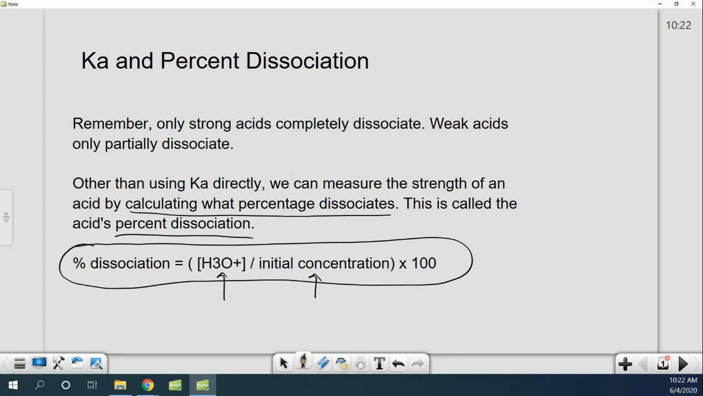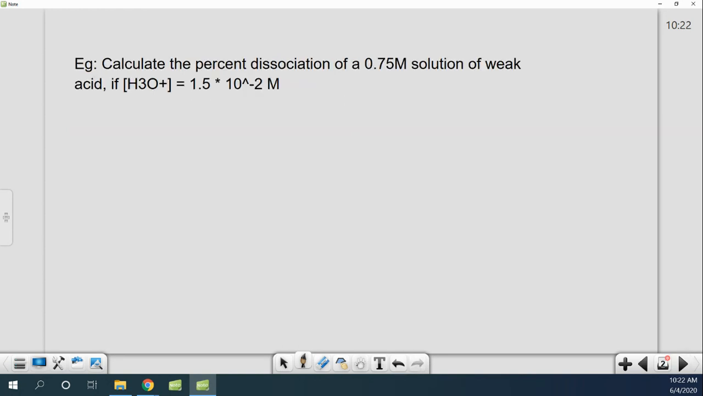And so they'll say, yeah, you have a 0.25 molar solution of this. That's your initial concentration. So you just divide that. And then whatever the answer is, times it by 100 to turn it into a percent, because that'll give you a decimal answer. So let's look at it. Make more sense if you actually play around with it a bit. So calculate the percent dissociation of a 0.75 molar solution of weak acid if I know the hydronium ion concentration is this. Okay, so I'm going to do this two different ways.